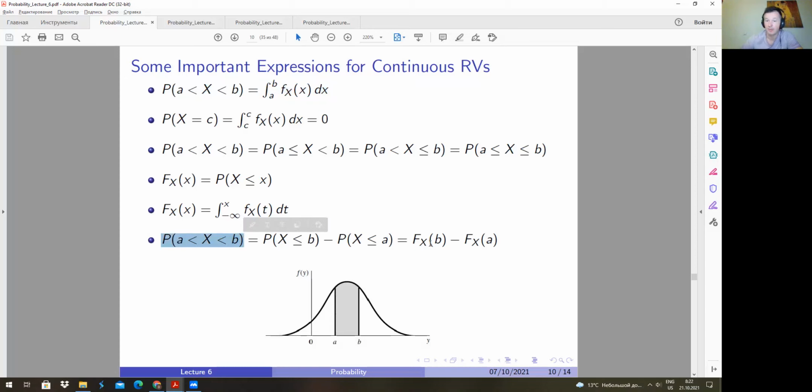And look why. Because the CDF is the area from minus infinity to b, and this is the area from minus infinity to a. When I take the area from minus infinity to b and subtract this white area from minus infinity to a, I have exactly this gray area between a and b.